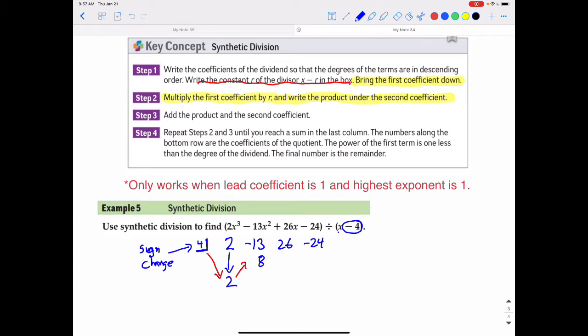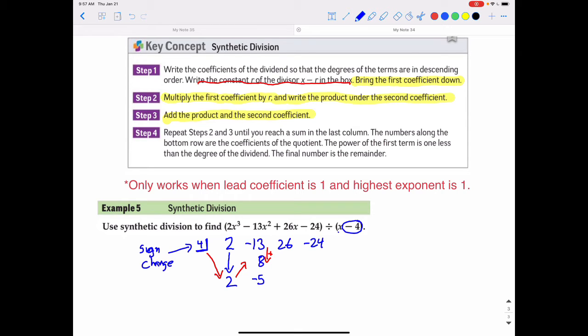The third step says add the product to the second coefficient. So we're going to add these two numbers together. We're going to take negative 13 plus 8, and that gives us negative 5. We're going to place that in the bottom row of the second column.